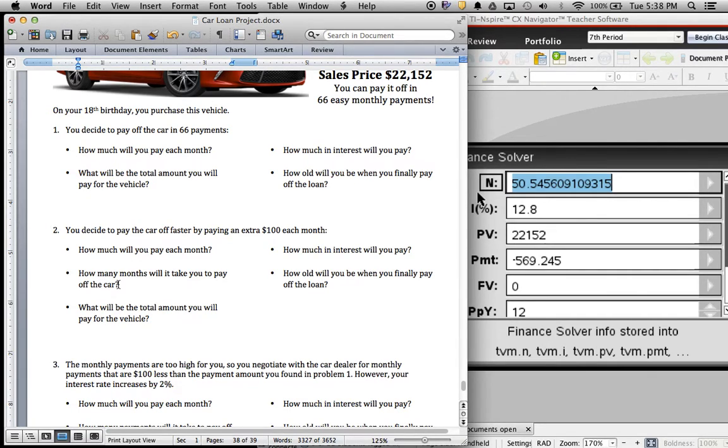And then how many months will it take to pay off? Yes, I know it'll take you 51 months. But when you're doing your calculations, use 50.55, not 51, because your last payment will be a partial payment.